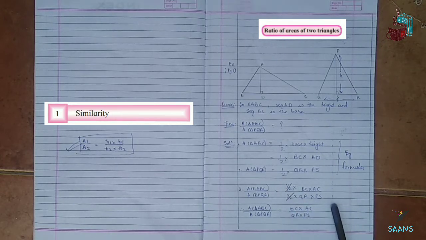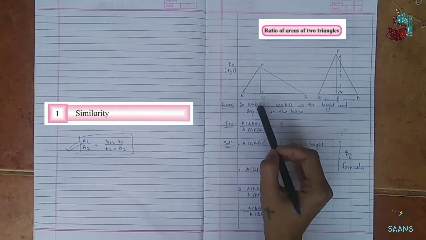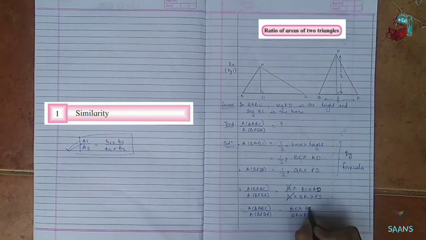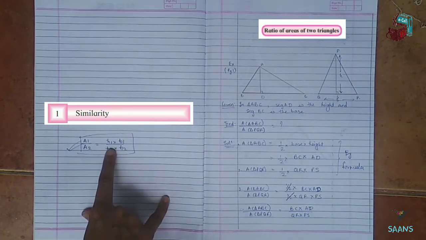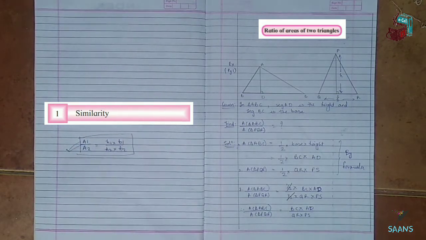Then you take the ratio. Half and half get cancelled. You have BC into AD, sorry, a mistake over here. BC into AD upon QR into PS. So this is height 1 into base 1, height 2 into base 2. So this summarizes our formula.